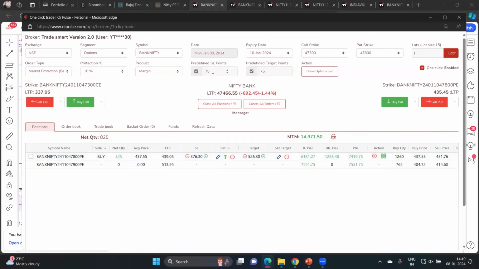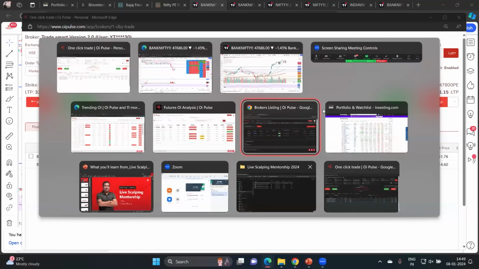In this scenario, we have kept a 75-point stop loss. So currently it is at around 376 from our original price. It is at 376 because there may be a quick move. The way the market has been moving, I'll just show you this chart, the 47,800 chart. You needed to see it.